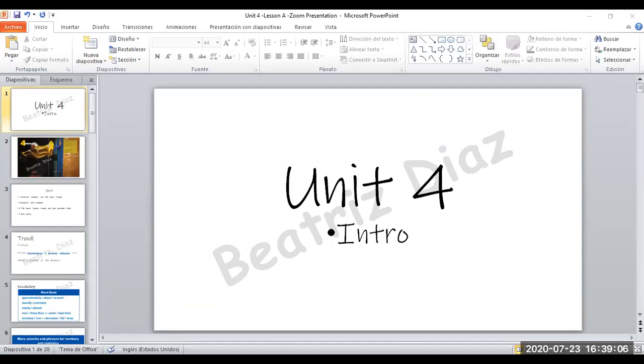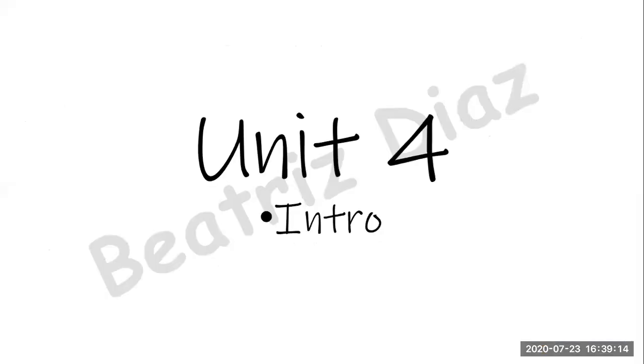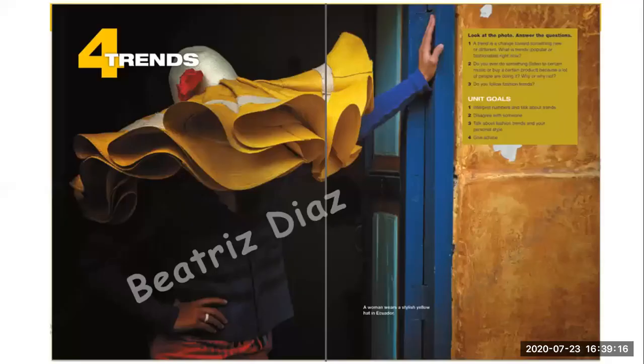So as I said, we are going to start with Unit 4. And the topic of this unit, the theme of this unit is trends. Do you know what a trend is? Something popular. What other word could we use to express what a trend is? Something that is new, right?